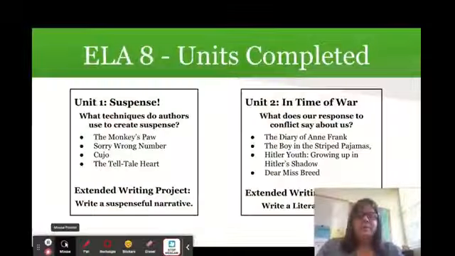The two units we have completed so far this year are Unit 1, Suspense, where we looked at the techniques authors use to create suspense, and then Unit 2, In Time of War, where we answered the question, what does our response to conflict say about us? If you have not done so, I highly recommend that you read the suspenseful narrative your student wrote at the end of Unit 1. They were amazing.